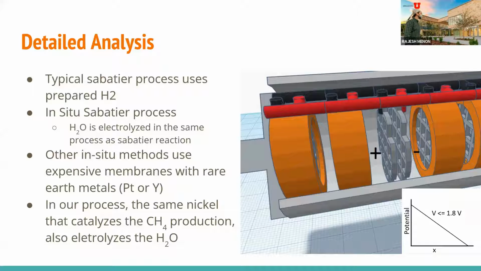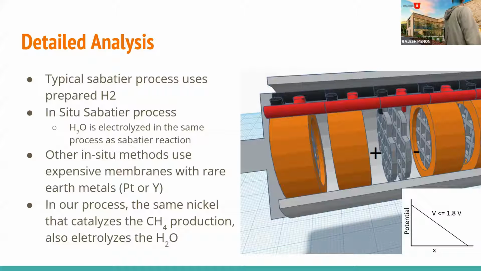I guess the core principle that's really innovative about the process here, the Sabatier process, that is what we're using, has been around for a long time. This is what's called an in situ process, meaning typically you'd have to produce hydrogen separately and then feed it in. What we're doing here is actually creating hydrogen and methane simultaneously, which has also been done sort of in separate steps.